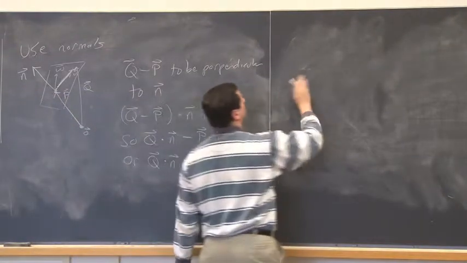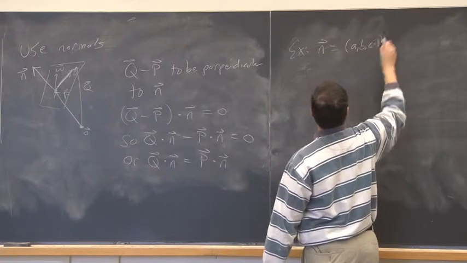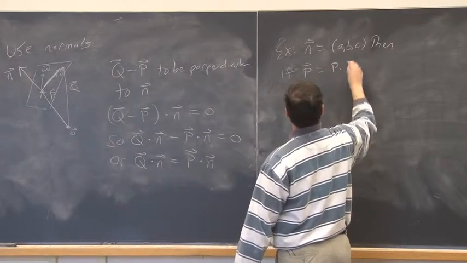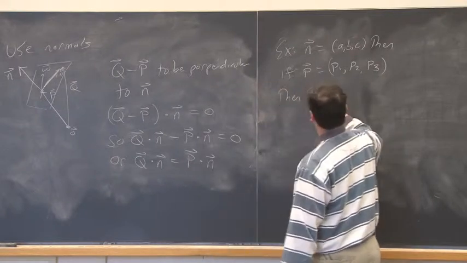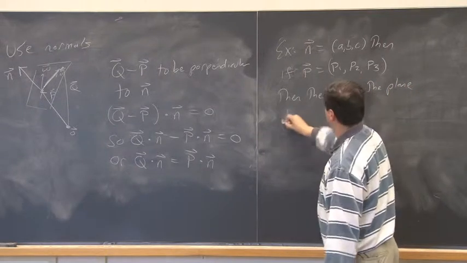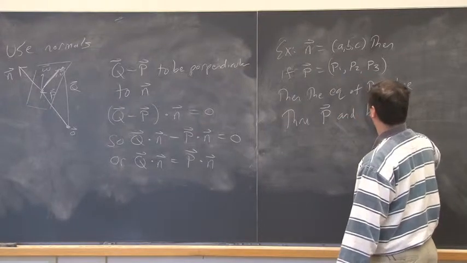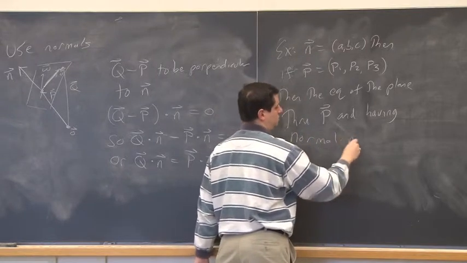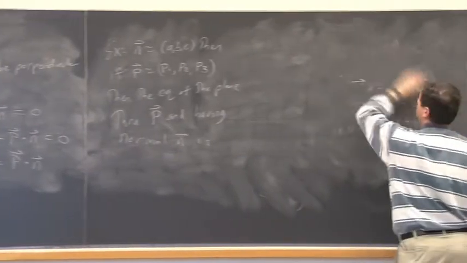So for example, if the normal is (a, b, c), then if P is (P1, P2, P3), then the equation of the plane through P and having normal n is just the following. So it would just be Q dot n.